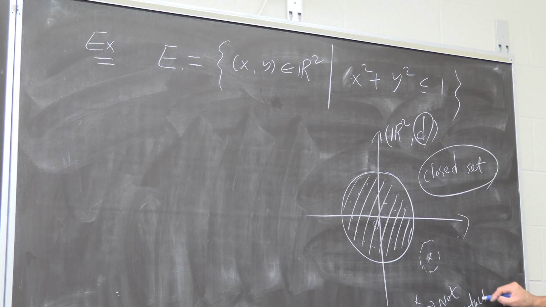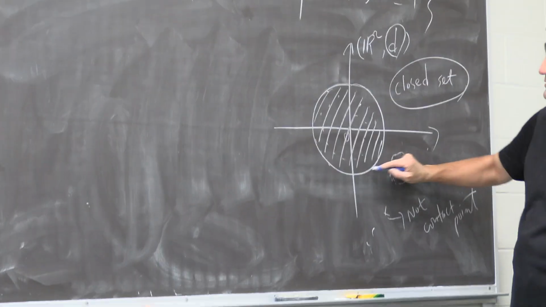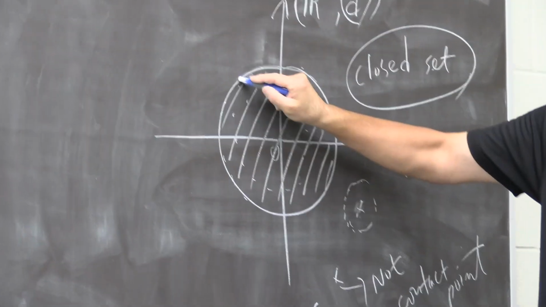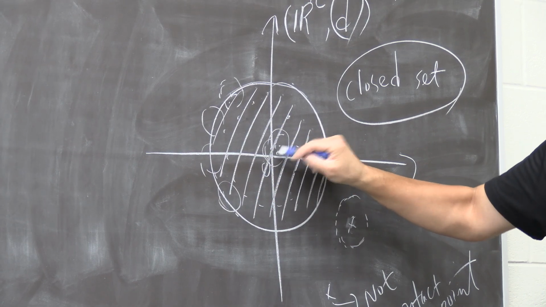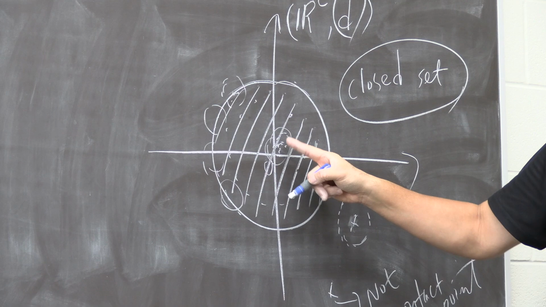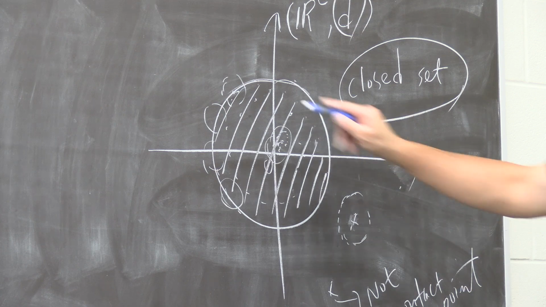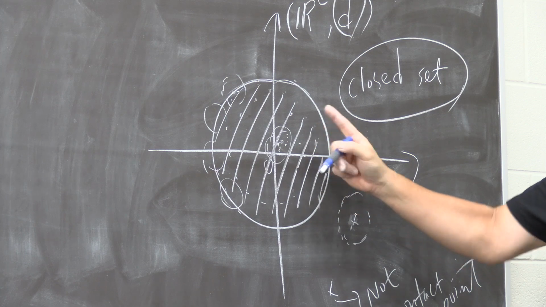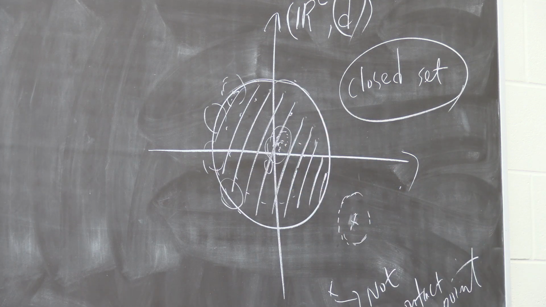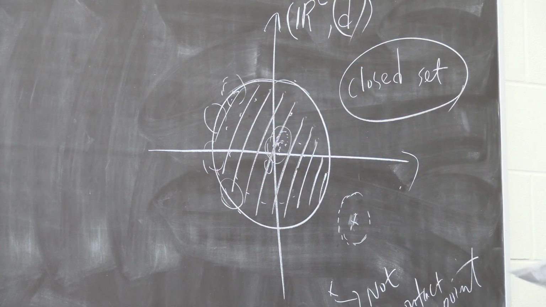So if you take any point outside of the closed ball, those points are not contact points. But if you take any point inside the closed ball or on the boundary of the closed ball, then no matter what open ball around the point you choose, there must be infinitely many points of that closed ball inside the open ball. So everything on that closed ball is a contact point of itself. So this closed ball contains all of its contact points, and by the definition of closedness, this closed ball is a closed set.